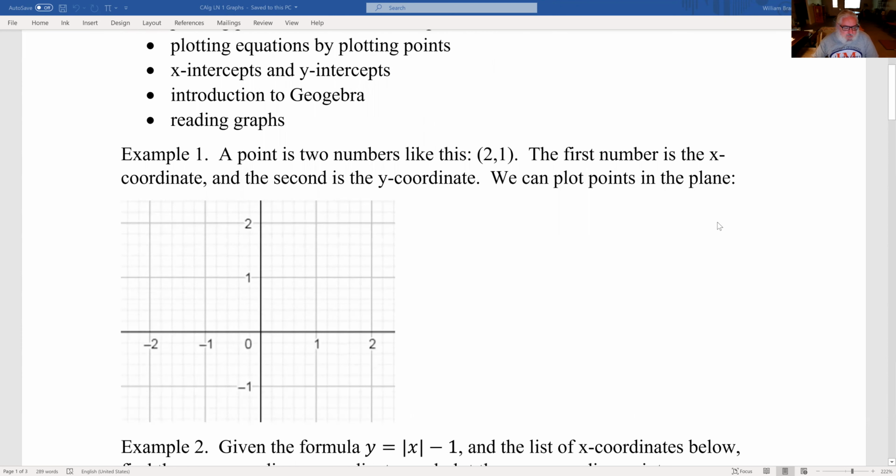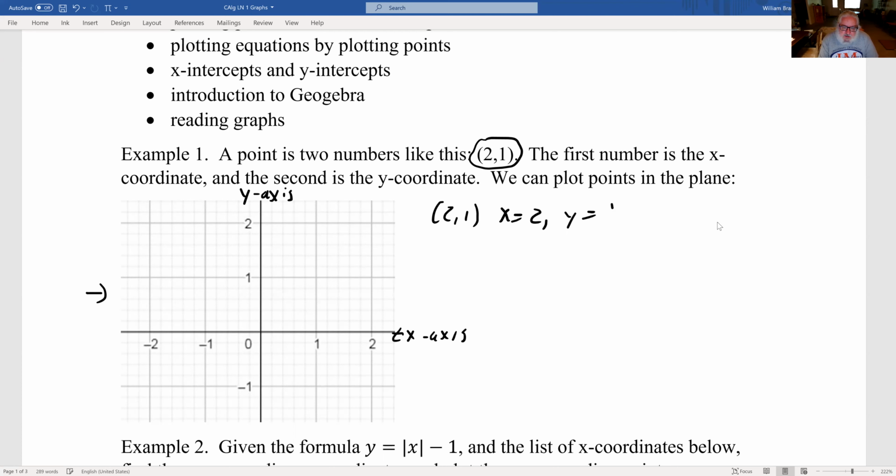So basic idea, here's the plane, right? We have our x-axis, that's this, and our y-axis. I want to be able to plot points. So the point (2, 1), the first number is your x, and your second number is your y. So we go to x equals 2. It's 2 on the x-axis, 1 on the y-axis, that's here, and we plot that point.